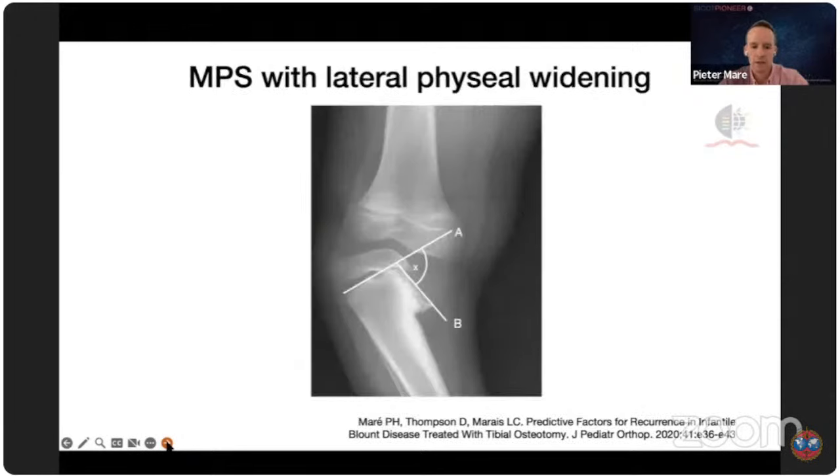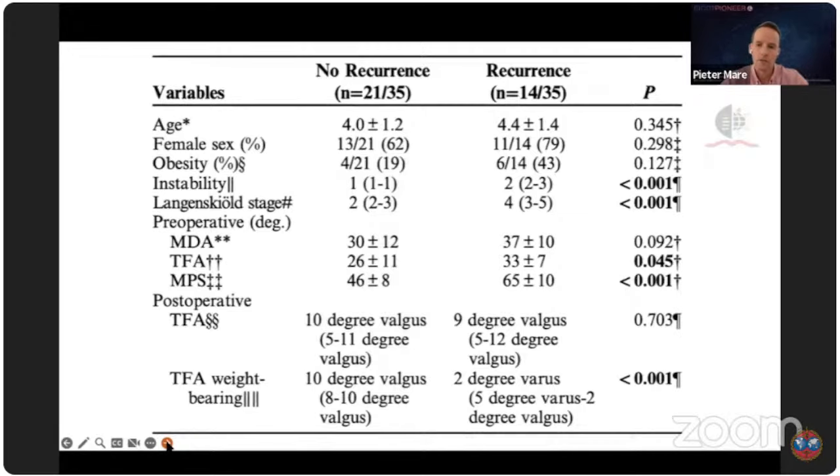When there was lateral physeal widening, this obviously represented a more severe form of the disorder. And we then measured the physeal line along the metaphysis so that the greater angle will reflect the greater distortion in the morphology of the proximal tibia. So in simple association testing, our instability classification was associated with recurrence, and similarly, the radiological Langenskiöld stage and the measurable TFA and medial physeal slope.